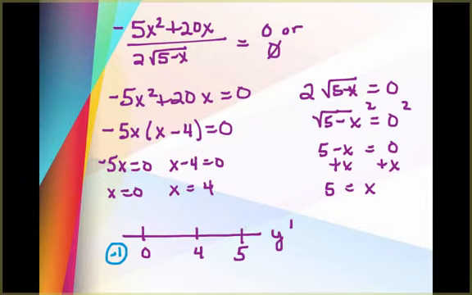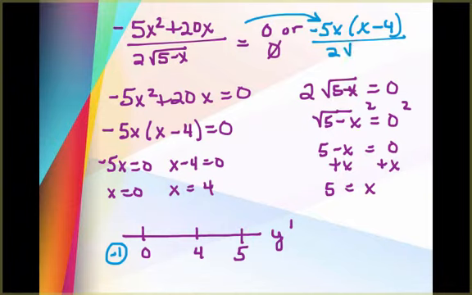Now I'm actually going to take a minute before I do that, and I'm going to go ahead and factor this as -5x times (x minus 4) over 2 square root of 5 minus x. So if I'm very careful and observant, I'll notice that no matter what value I substitute into my denominator, that is always going to be positive. So I really don't have to worry about what's happening in the bottom.